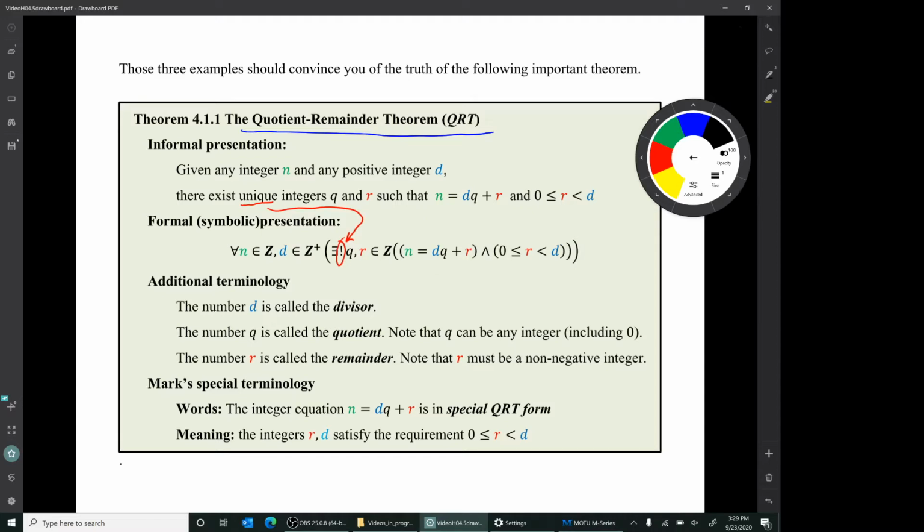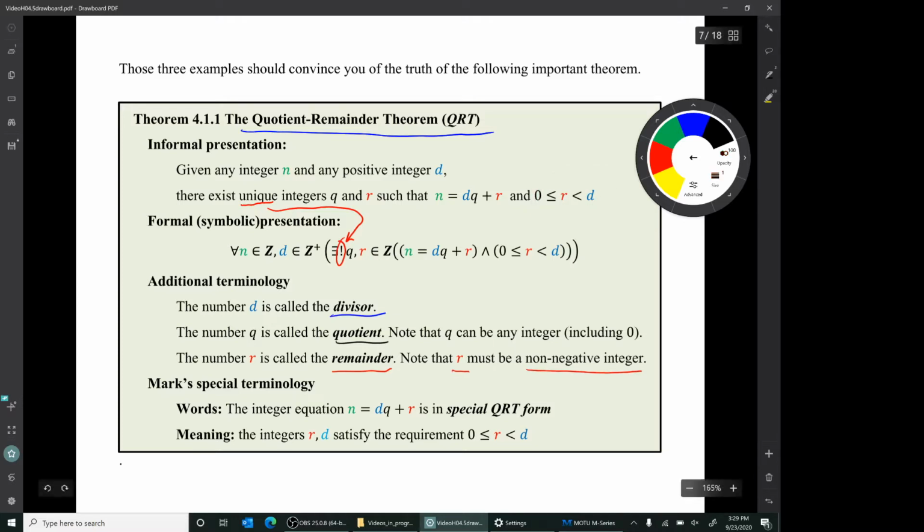Now there's some additional terminology that goes with this. The blue number, d, is called the divisor. The black number, q, is called the quotient. And the red number, r, is called the remainder. And notice that the quotient can be any integer, including 0. But the red remainder must be a non-negative integer. In fact, of course, it's got to satisfy that inequality as well.